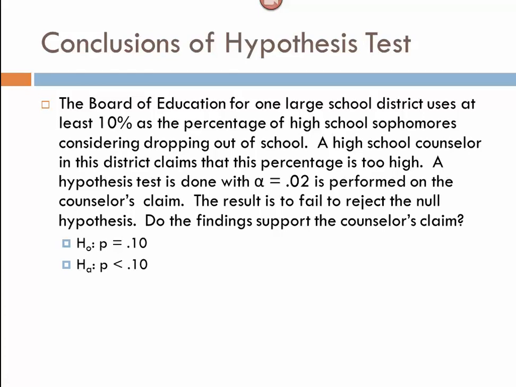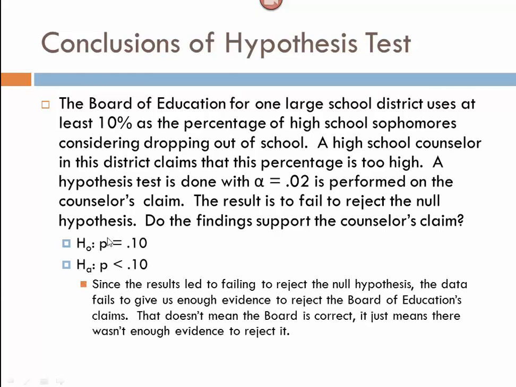In terms of the counselor's claims, we failed to reject the null hypothesis, meaning we failed to reject the 10%. Since the results led to failing to reject the null, the data fails to give us enough evidence to reject the Board of Education's claim that about 10% of high school sophomores considered dropping out of school. That doesn't mean that the board is correct. It just means that there wasn't enough evidence to reject it.